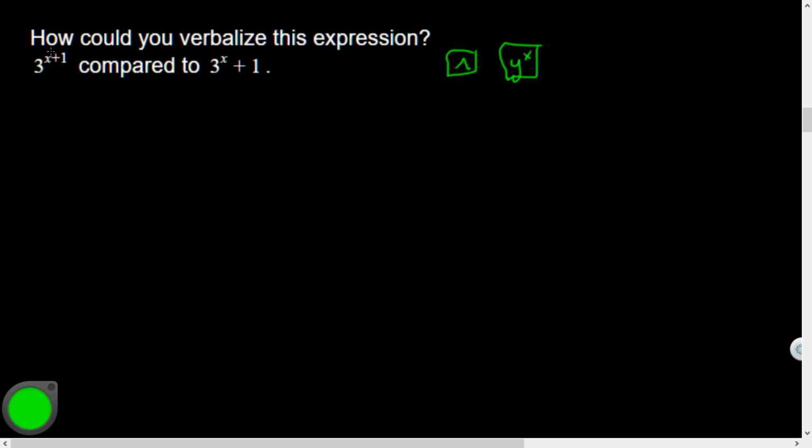But here's an interesting question. How could you verbalize this expression? If I said 3 to the x plus 1 to describe this, what I'm actually describing is this one over here. 3 to the x plus 1. I'm not actually going to write this down, I'm just going to say it. So 3 to the x plus 1 describes this quantity over here. How could I describe this where I want the plus 1 to be in the exponent?